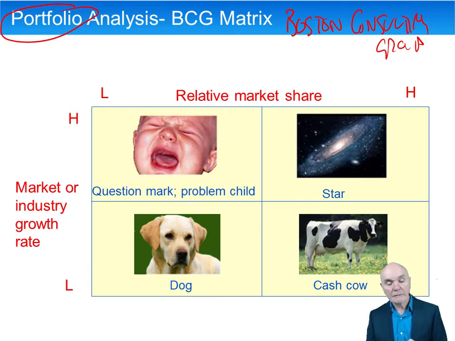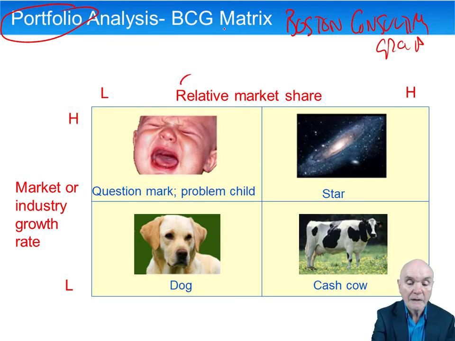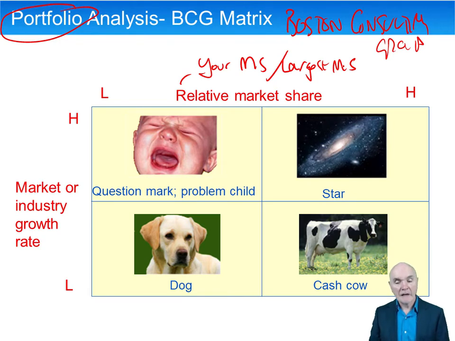And what it looked at was market or industry growth rate, how much the total market is growing, and your relative market share. Relative market share is your market share over the largest market share. So this can never be more than 1. If you have the largest market share, this fraction will come down to 1.